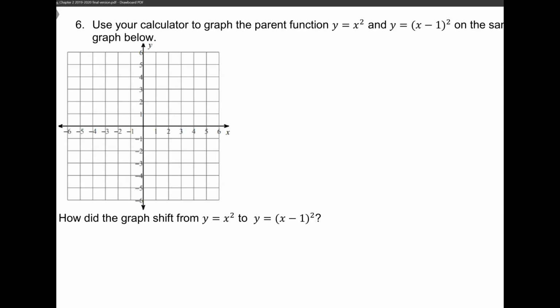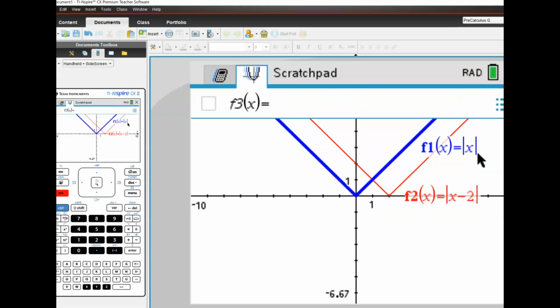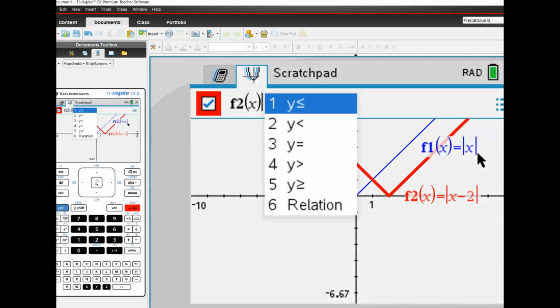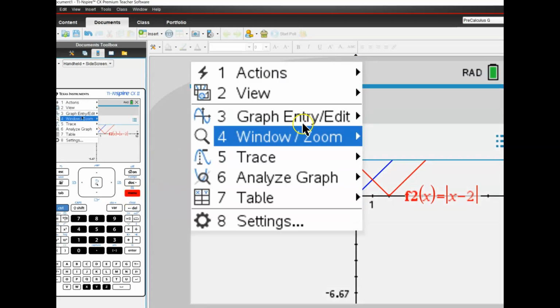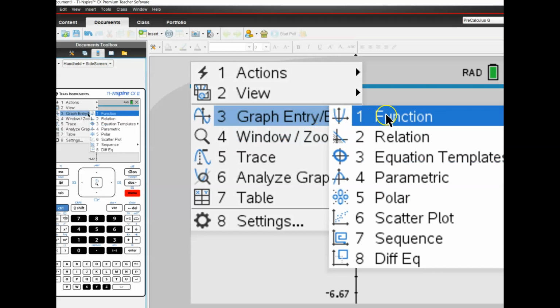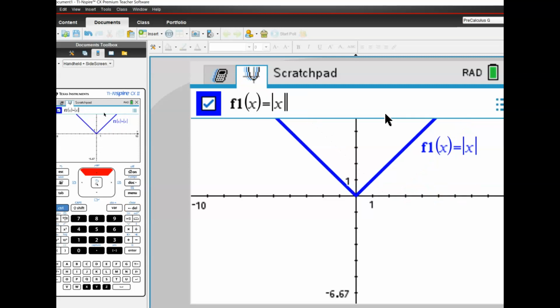All right, ready? x squared versus (x minus 1) squared. So we already graphed this, so I have to clear what my previous graphs were. It's x squared is the first one. Oops, look what happened. I'm going to show you what you do when this happens. It says REL1. That's a relation. I don't want that. So I push menu, graph, entry, edit, and then I just push function. I just want it to be a function. Cool. If that ever happens to you, that's how you fix it.